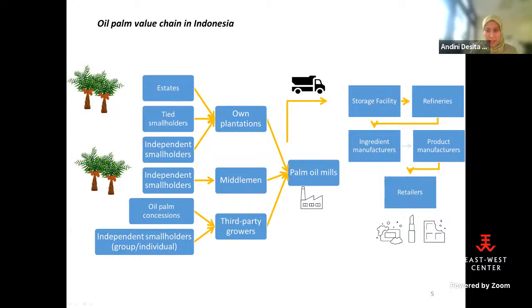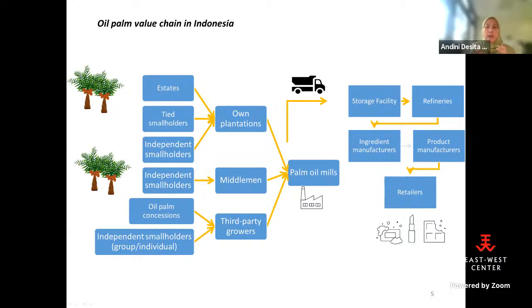So what makes this chain unique is that because the oil palm is vulnerable, it must be processed in a very short time to maintain quality. And so producers such as smallholders don't really have a bargaining position because they have to sell the products quickly. This may lead to an abuse of power by collectors and oil palm mills. For example, they can give inaccurate information to smallholders in order to maximize their profits.